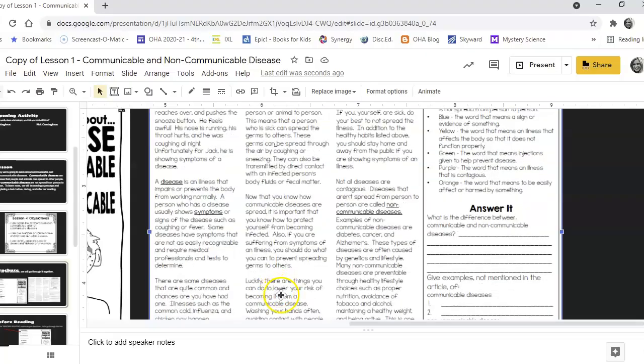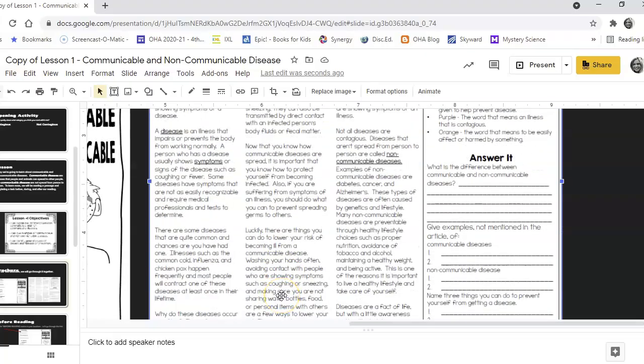Well, a disease is an illness that impairs or prevents the body from working normally. A person who has a disease usually shows symptoms or signs of the disease, such as coughing or fever. Some diseases have symptoms that are not as easily recognizable and require medical professionals and tests to determine. There are some diseases that are quite common, and chances are you have had one. Illnesses such as the common cold, influenza, otherwise known as the flu, and chickenpox happen frequently, and most people will contract one of these diseases at least once in their lifetime.